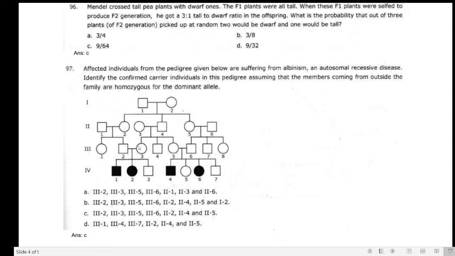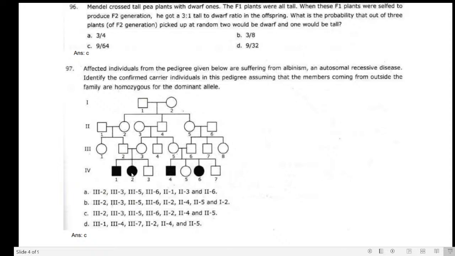Third generation, third person is here, and third generation, fifth person here. This fifth person has the allele of this second generation mother, or external mother. Okay, next one is third generation 6. This person has this outer side person. From 6 they are made. So this is the outside person.